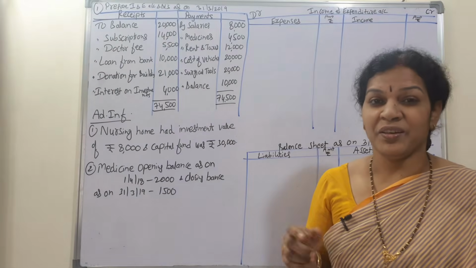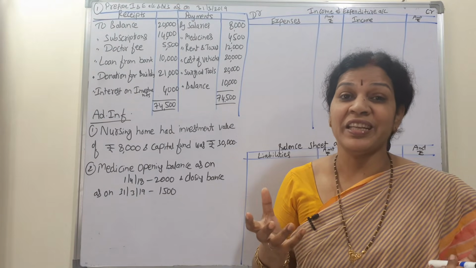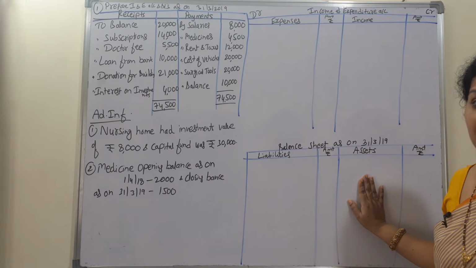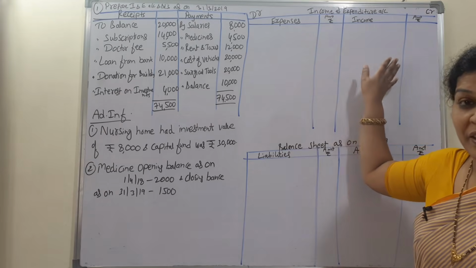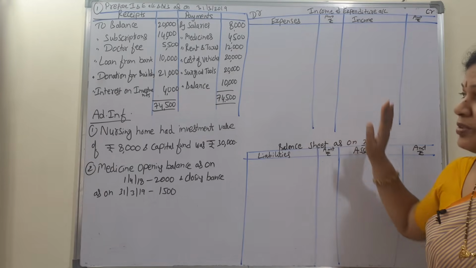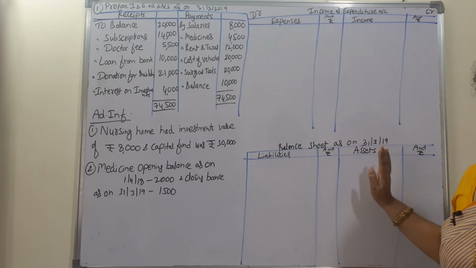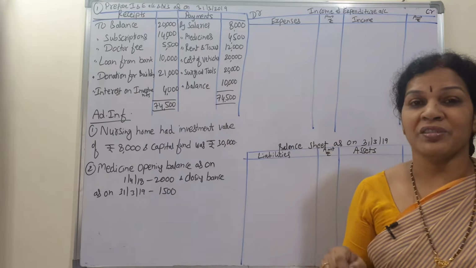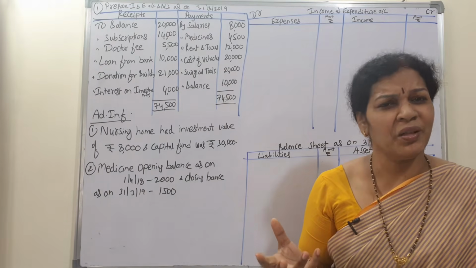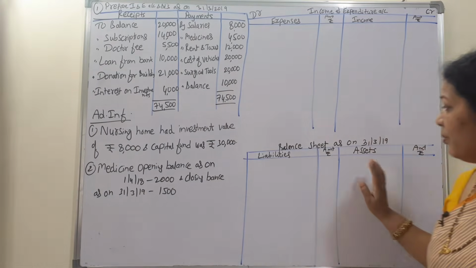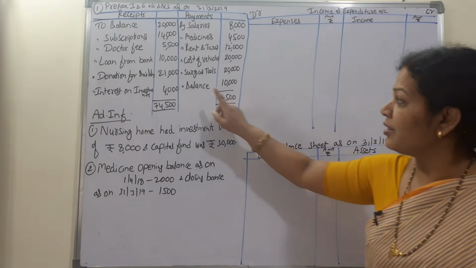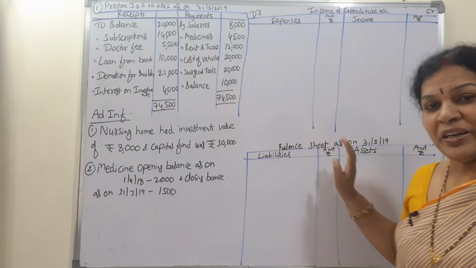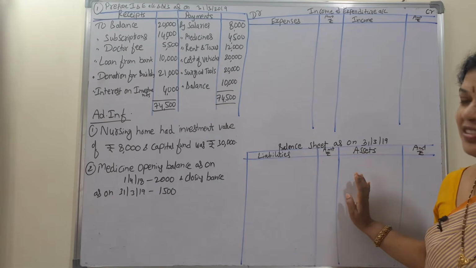Cost of vehicle: when we purchase a vehicle, it's an asset, so it comes into the balance sheet asset side, not income or expenses. Cost of vehicle will always be an asset. Next, surgical tools: purchasing surgical tools is also an asset, so balance sheet asset. And the closing balance is cash, which we write as balance sheet asset.